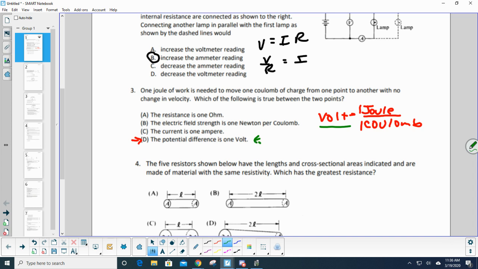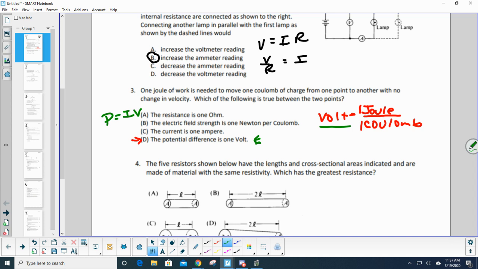I got A. You got it wrong. But why'd you pick A? Because of the formula P equals IV, I substituted V for IR, making it P equals I squared R. Why? Because P would equal 1, and then I equals 1. I squared, or 1 squared, is 1. So that would make R also 1. Well, that means resistance is 1 ohm.